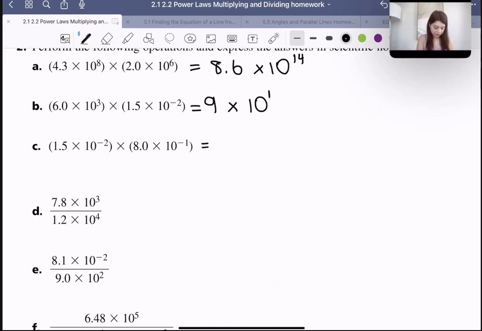So 1.5 times 8 would be 12. And then times, let's see, 10 to the negative 2 times 10 to the negative 1 would be 10 to the power of negative 3 if we add negative 2 and negative 1 together. Now, this is not scientific notation because the decimal point would be here, right? And so we would have to move the decimal point 1 to our left in order to get this to be scientific notation. So it would have to look like 1.2 times 10 to the something.